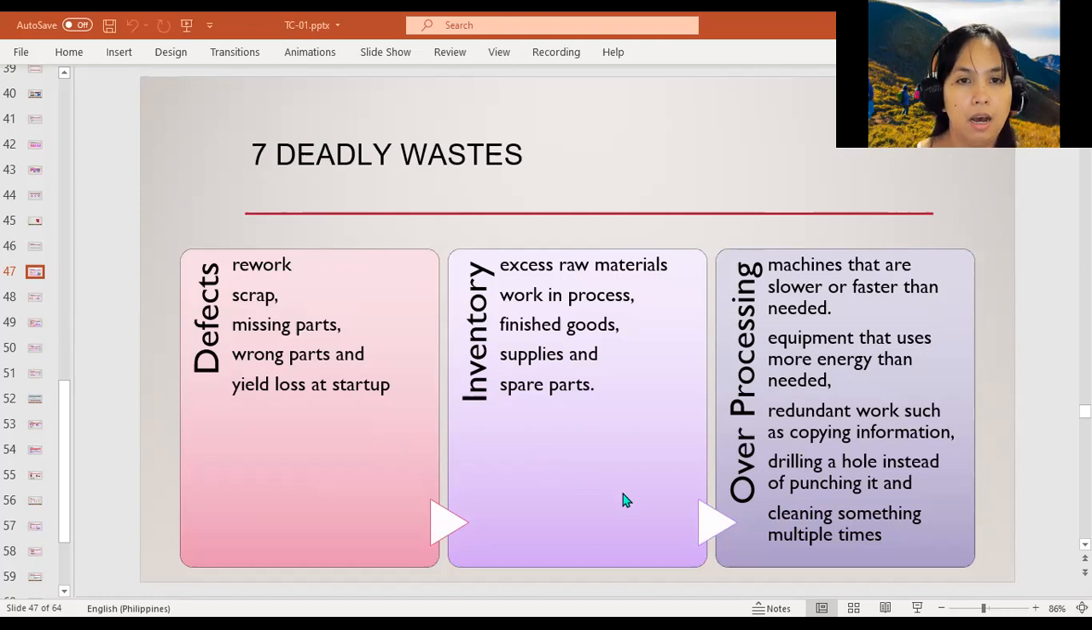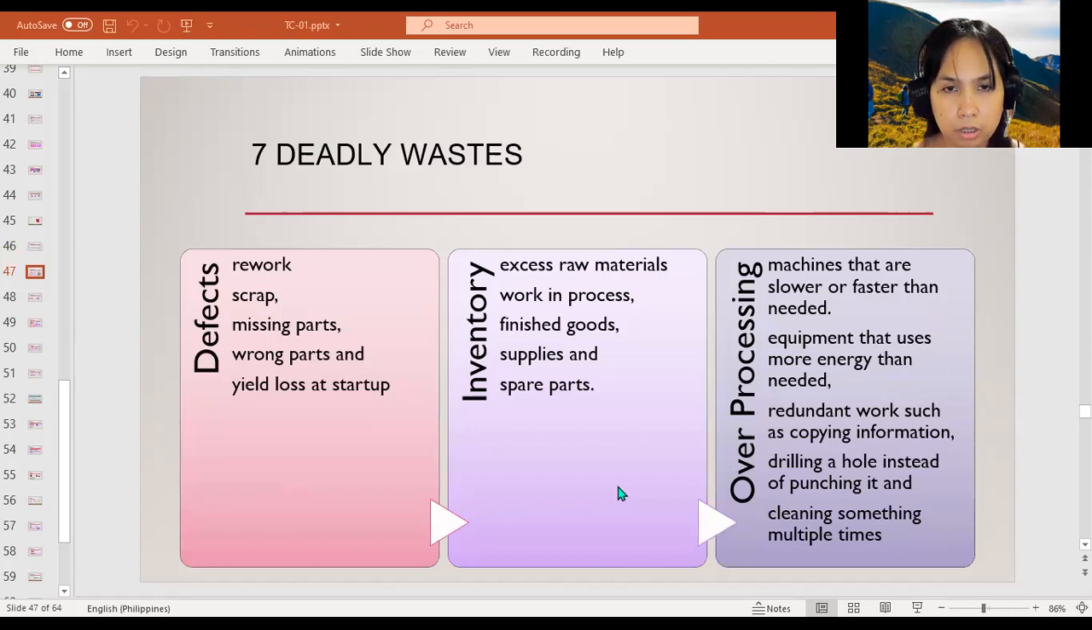And then next, we have inventory. What about inventory? This is any material or work in hand other than what's needed right now to satisfy customer demand. Some examples of inventory waste are excess raw materials, work in process, finished goods and supplies, and spare parts. Probably in a separate video, we'll spend more time learning about the different types of inventory we might have on hand, such as cycle stock, buffer stock, and safety stock.